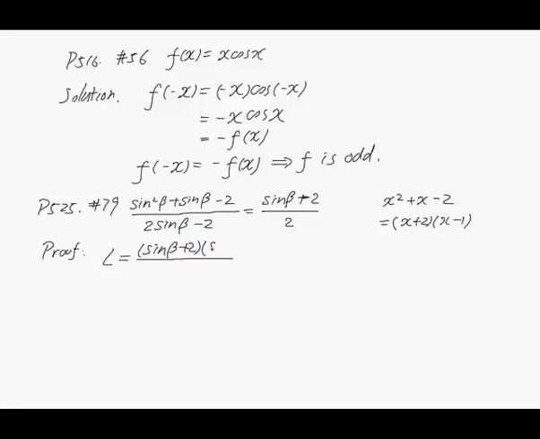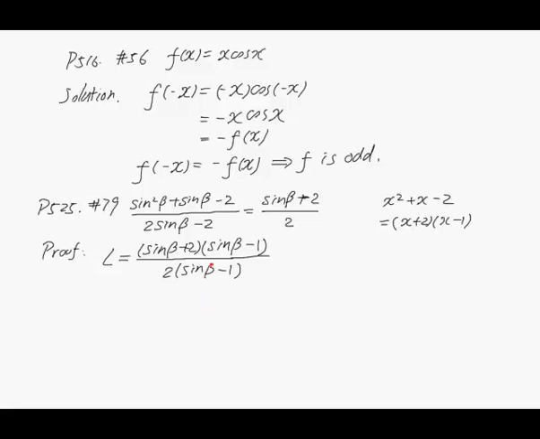times sine beta minus 1. And the denominator, we can also do this factoring. So we can factor out 2 times sine beta minus 1.